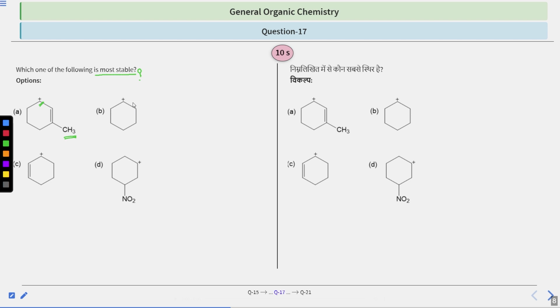In option B, we have cyclohexane having a positive charge at the first carbon. In this one also we have cyclohexane having a positive charge on the third carbon, and in this one also you can say nitrocyclohexane with a positive charge at the third carbon. Okay, so you have to tell which among these four carbocations will be the most stable. Okay, you have 10 seconds. After that, we will see the answer.